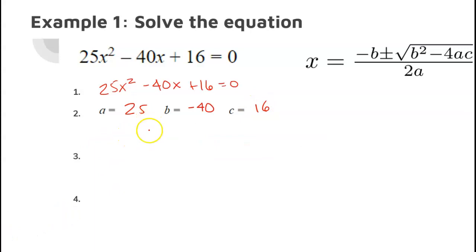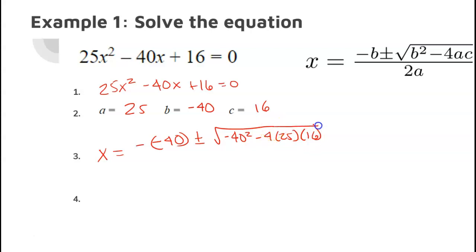Next, we're going to take our values and plug them into our quadratic formula, and we're going to have x is equal to negative 40, because we want our negative b, plus or minus the square root of negative 40 squared minus 4 times 25, which is our a, times 16, which is our c. We're going to do all of that over 2 times 25.